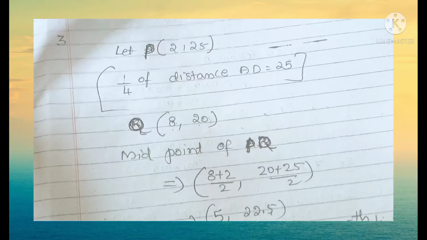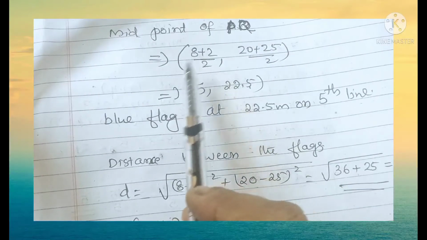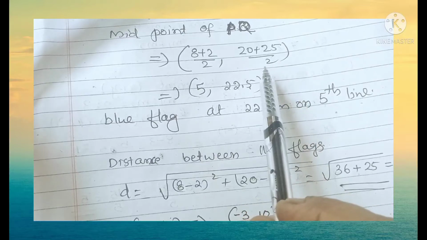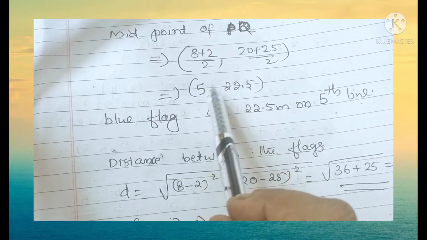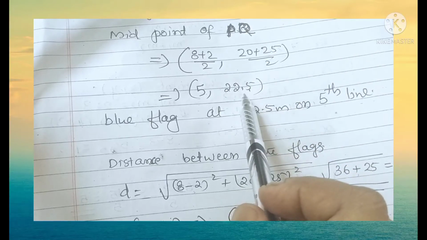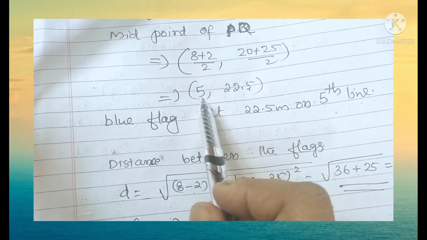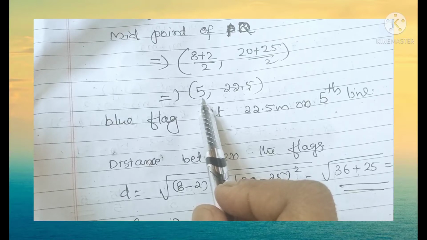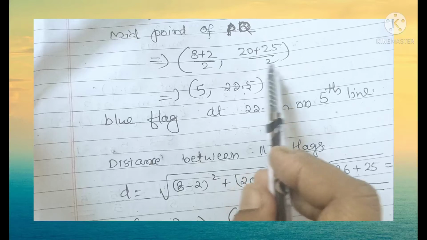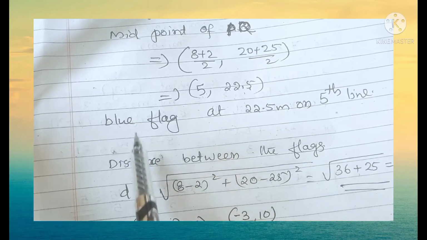Here we want to find the midpoint of PQ. How can we find the midpoint? That is (8 plus 2) by 2 and (20 plus 25) by 2. So 8 plus 2 is 10, 10 by 2 is 5. 20 plus 25 is 45, by 2 is 22.5. So we got the coordinates of the midpoint of PQ, that is (x1 plus x2) by 2 and (y1 plus y2) by 2.